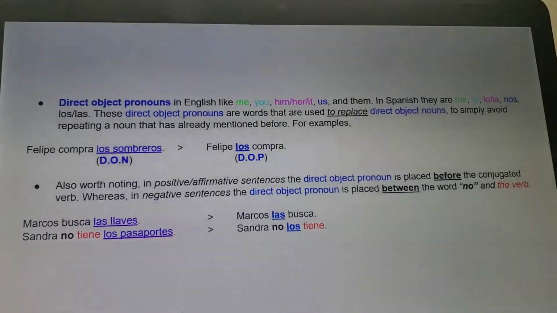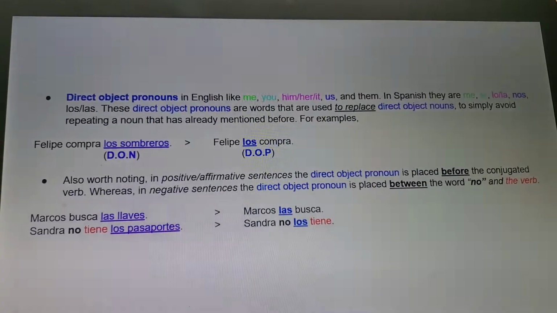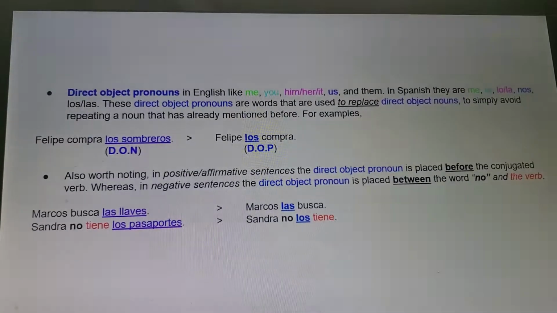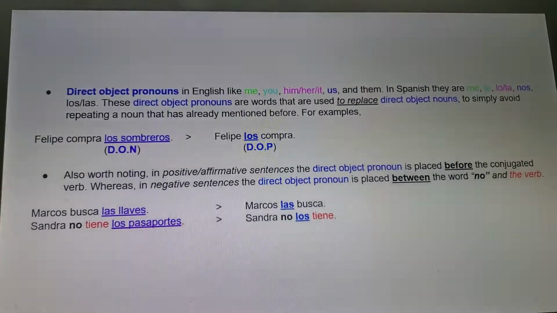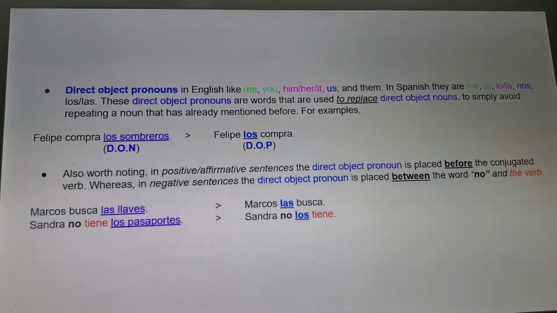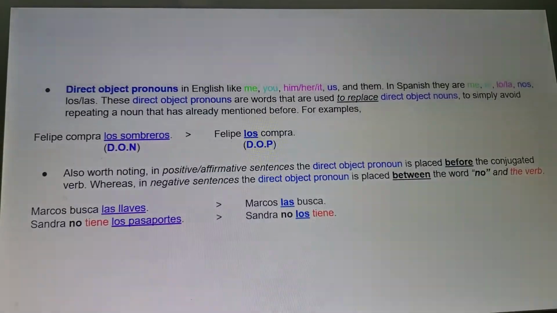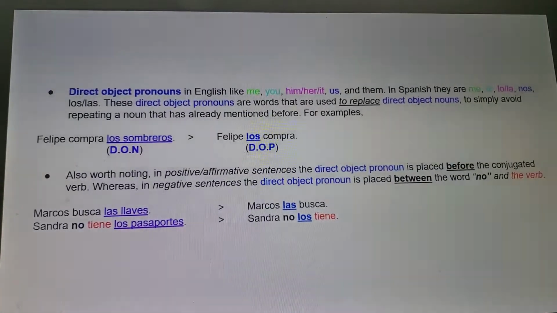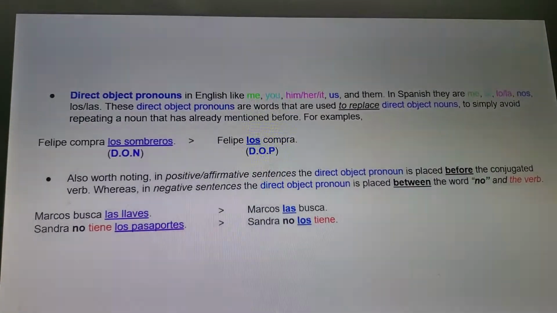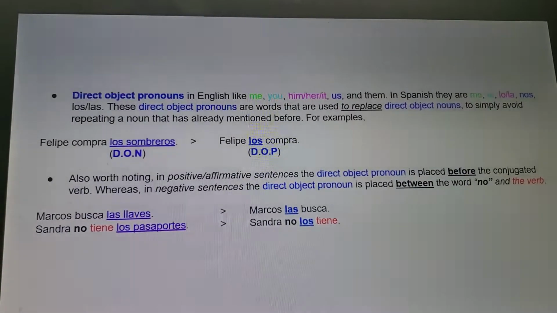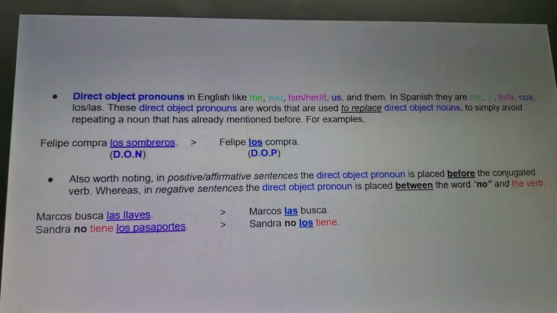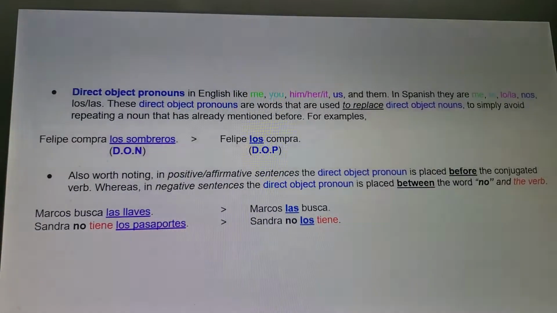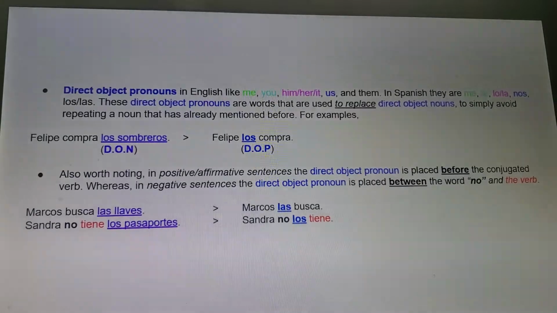For example, Felipe compra los sombreros. So here los sombreros is the direct object noun. To avoid mentioning los sombreros, we change it to the pronoun. It becomes los. So the sentence becomes Felipe los compra. So los here is the direct object pronoun taking the place of los sombreros.